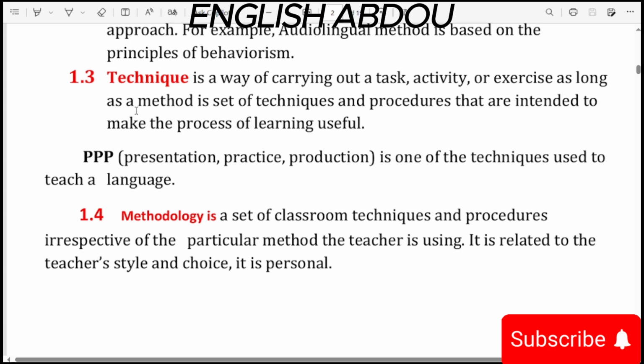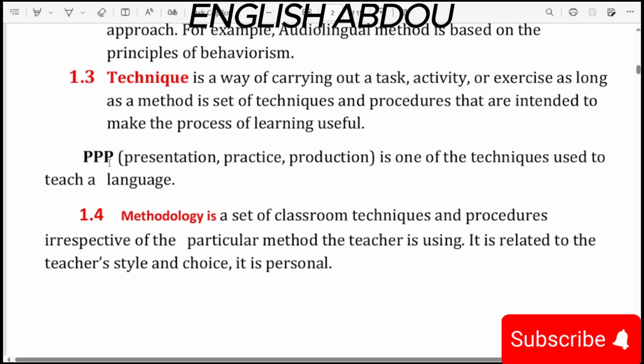Technique is a way of carrying out a task, activity, or exercise, while a method is a set of techniques and procedures that are intended to make the process of learning useful. A technique like PPP, presentation, practice, production, is one of the techniques used to teach a language. It is a frame for forming a lesson plan. We can teach vocabulary or grammar and so on.